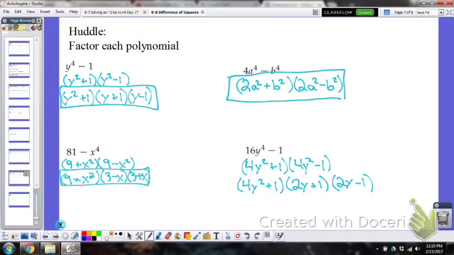Looking at the next one, 81 minus x to the power of 4, that will factor into 9 plus x squared times the quantity 3 minus x times the quantity 3 plus x. So that one is also done, no more difference of squares. And then the last one, 16y to the fourth minus 1, will factor into 4y squared plus 1 times 4y squared minus 1. Looking at the second group, that is a difference of squares, so we can factor that. 4y squared plus 1 comes along for the ride, and then it'll factor into 2y plus 1 times the quantity 2y minus 1.